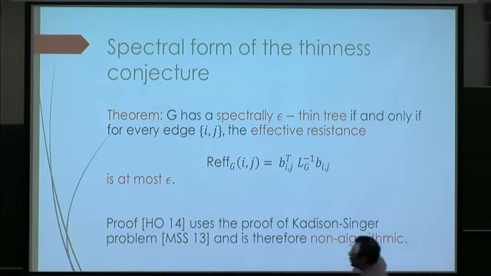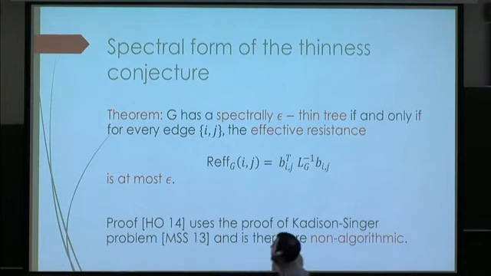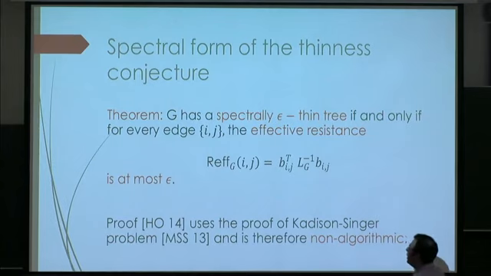The proof that we know for this theorem uses the proof of the Kadison-Singer problem by Nikhil and co-authors, a beautiful proof that they came up with. But it's non-algorithmic. To be more precise, it doesn't give a polynomial time algorithm for finding such trees. It's using this method of interlacing polynomials that we don't know how to make algorithmic.